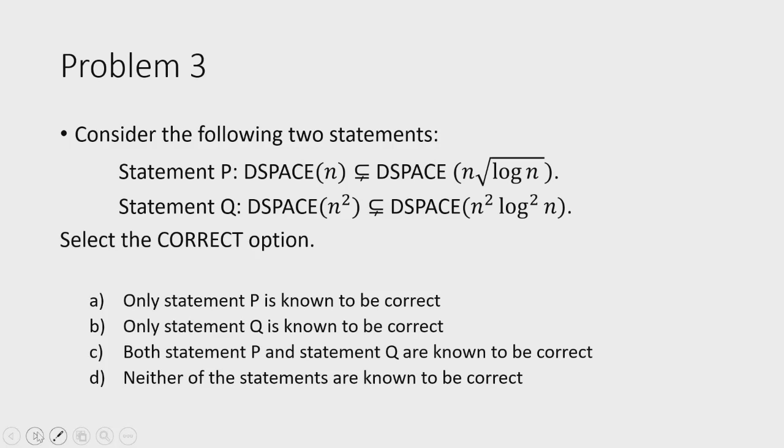Sir, B. Was it B or D? I couldn't hear it properly. B. B. Okay. B for both.